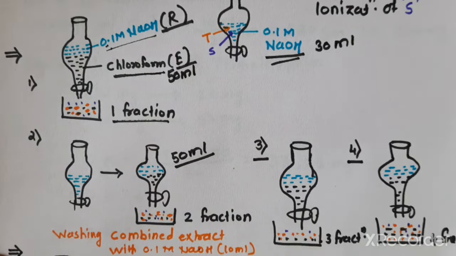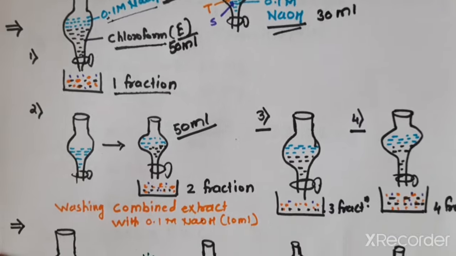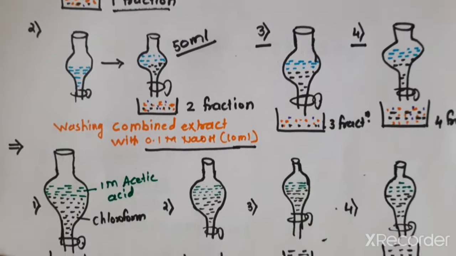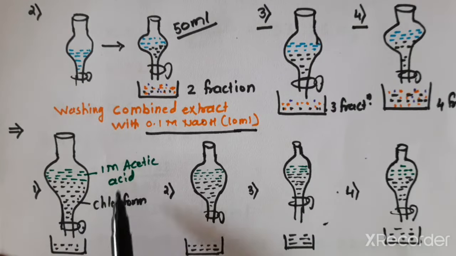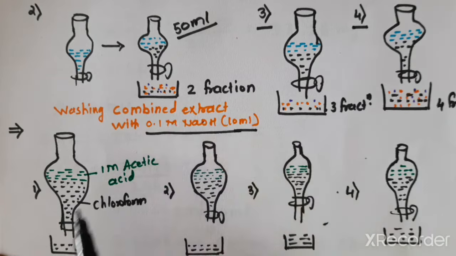Once we do that, you can collect and combine all these 4 fractions of chloroform, add them into a fresh separating funnel, and then wash the combined extract with 0.1 molar NaOH. The volume is 10 ml. Once you do that, you combine those 4 extracts after washing and put them in a separating funnel.